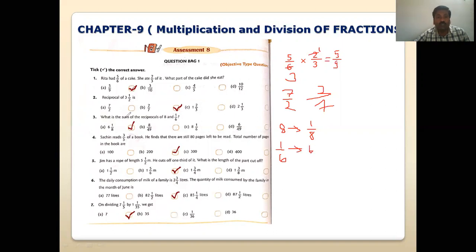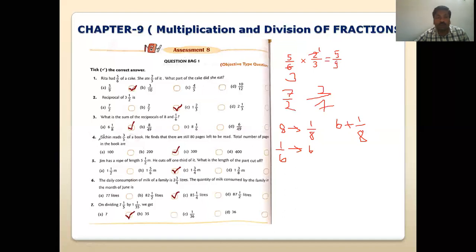According to this question, what is the sum of the reciprocal of 8 and 1 by 6? When we add 6 plus 1 by 8, we get 6 whole 1 by 8. Now our answer will be A, 6 whole 1 by 8. And this is the simple method. This is the whole number and this is the part. When we change into a mixed fraction, we can write it as 6 whole 1 by 8.